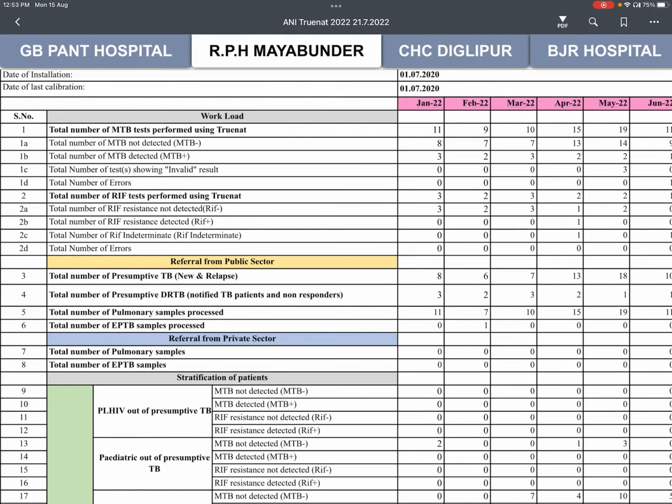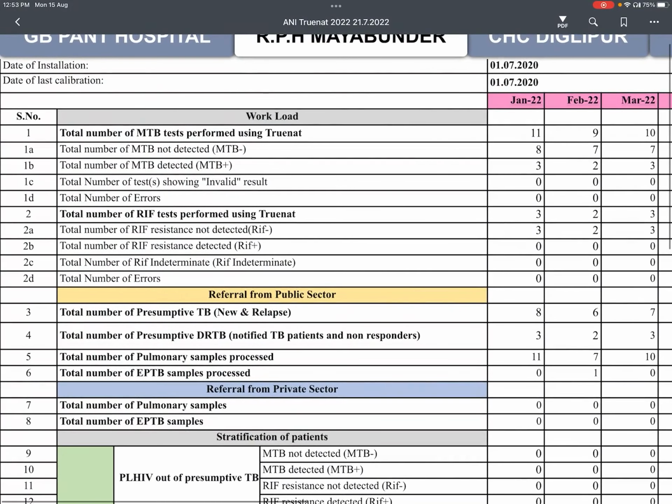Then after that you have various quantitative indicators. So here first you have MTB test performed. MTB test performed is the total number of MTB chips used. When you do an MTB test, you can get not detected, MTB detected, invalid, or error. We know that when an invalid or error result comes, we have to repeat, and that result can also be invalid, error, not detected or detected. So whatever MTB test chips you use and whatever result comes, even in repeat, you have to mention here.